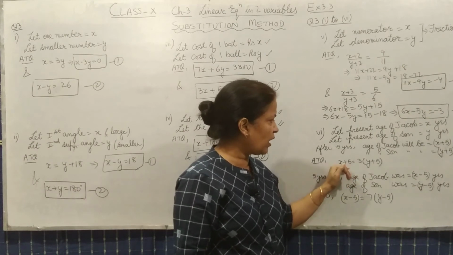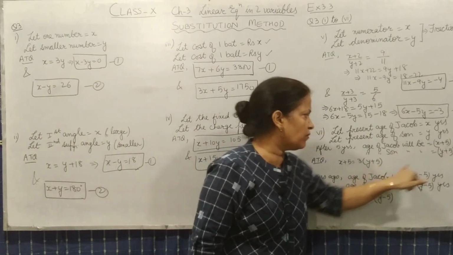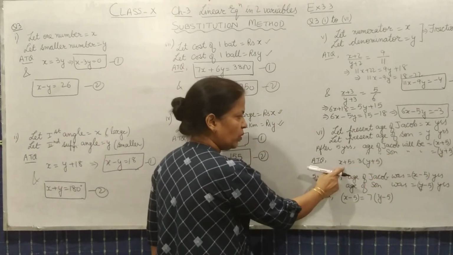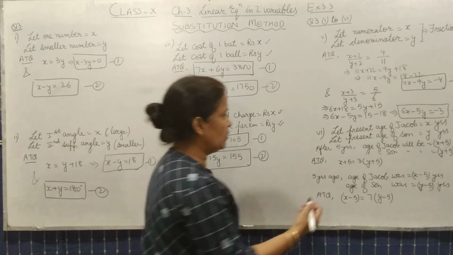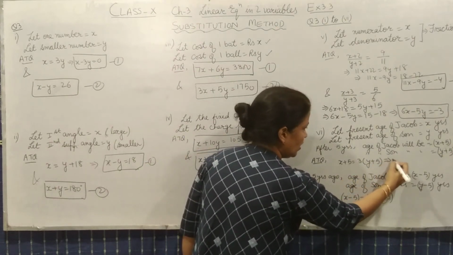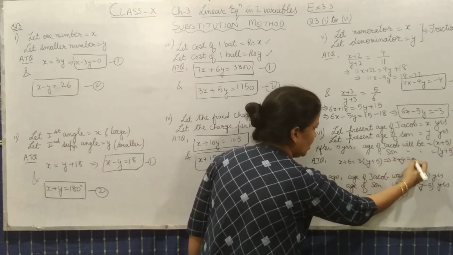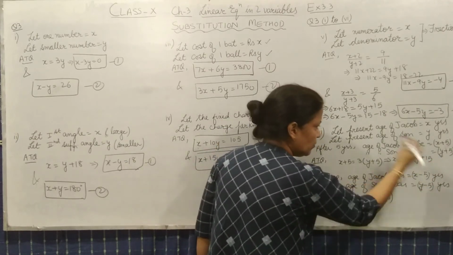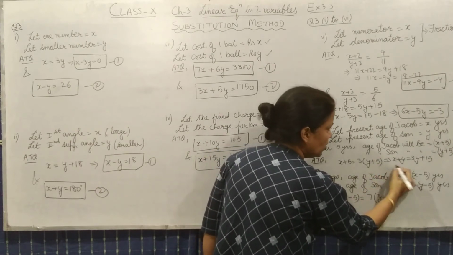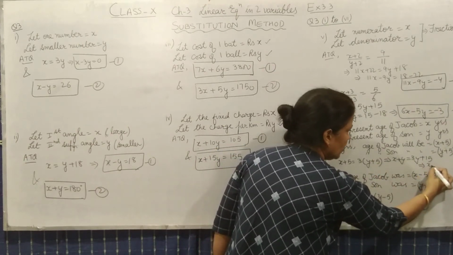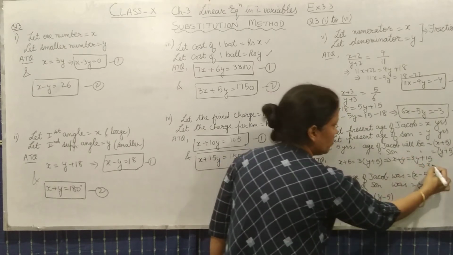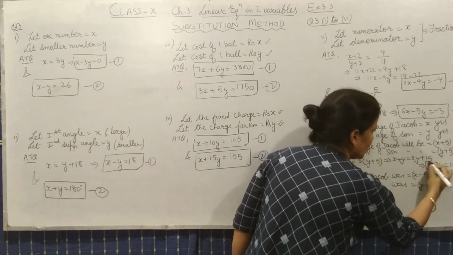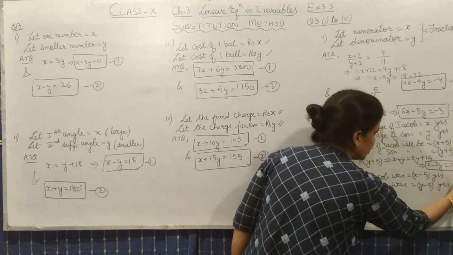Now come to the question. After 5 years, Jacob is 3 times the age of the son. So Jacob's age is 3 times this, and we will make the equation. Now let us solve it. x plus 5 equals 3 times y plus 5, which is 3y plus 15. Solve it by shifting the terms, and you will get x minus 3y equals 10. So this will be the first equation. Clear?